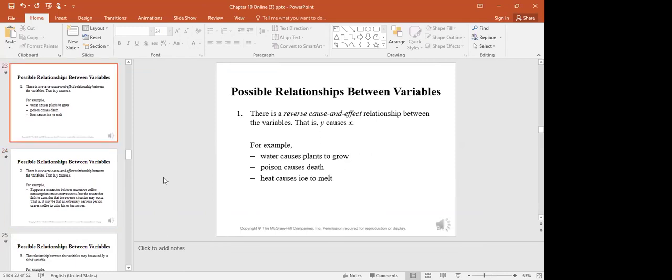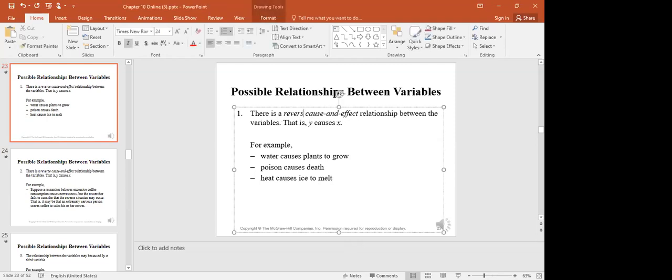Let's start with the first example, the direct cause and effect relationship between the variables. For example, water causes plants to grow, poison causes death, heat causes ice to melt. These are examples of direct cause and effect relationships.